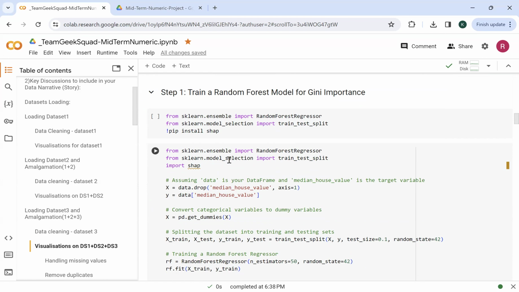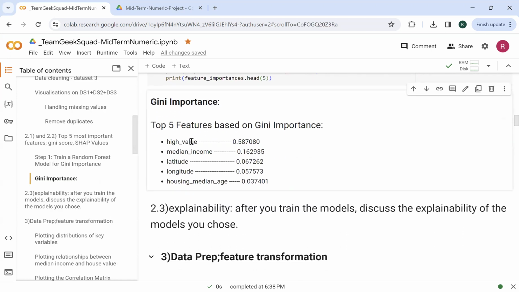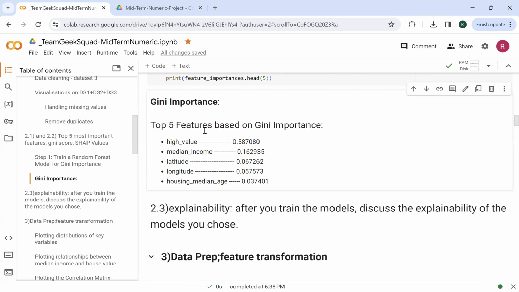In that decision tree, each box, which is a node, contains a decision based on one of the features of the dataset, and it also has branches with a Gini value in it, which indicates the distribution of the samples. After that, we found out that these are the top five most important features based on the Gini score.